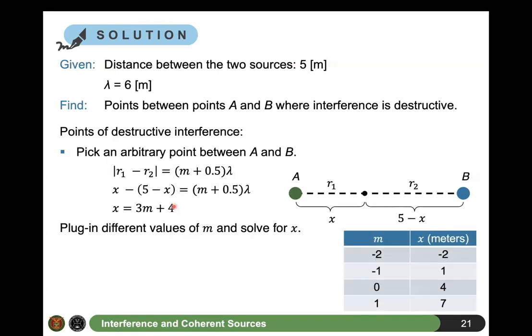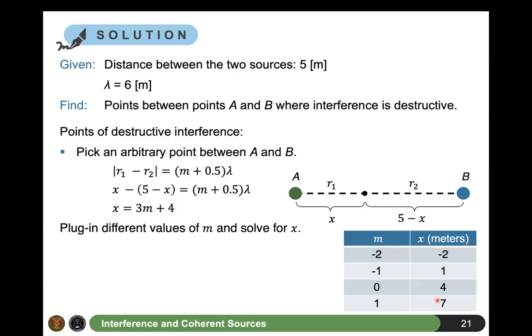And plug in different values of M, we get this. When M is negative 2, so that will be negative 6 plus 4, negative 2 rin yung X. If M is negative 1, this is minus 3 plus 4, this will be X equals 1. M is 0, then we have 4, and if M equals 1, we have 7.